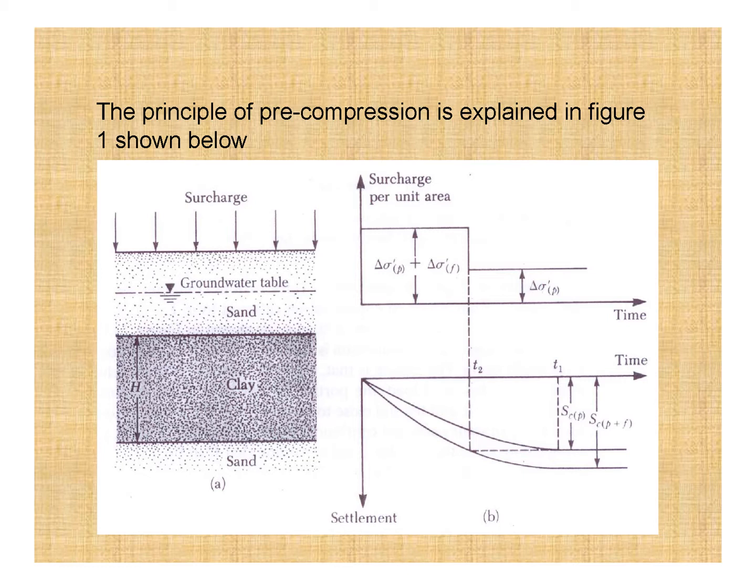So here, if you look at this one, this is the sigma dash p plus delta sigma dash f. This is the total surcharge which has been placed on the ground. And later we have removed that surcharge, and you are just left with delta sigma dash p, this much. And this delta sigma dash p is the proposed structural load per unit area.